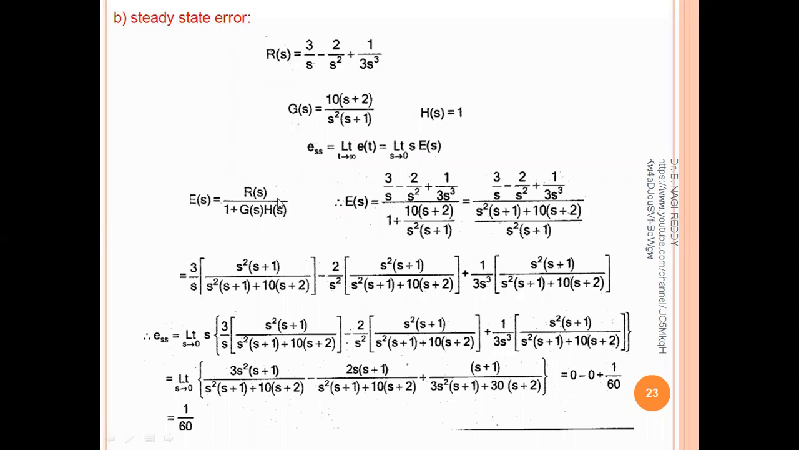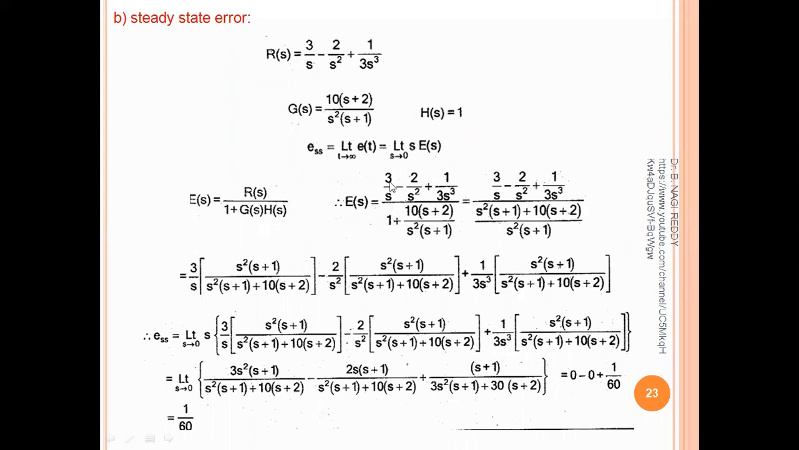We have already derived this in the theoretical concept, which is R of S by 1 plus G of S into H of S, where R of S is the input, G of S is the open loop transfer function, H of S is the feedback signal. So we know R of S as this, we know G of S as this, and we know H of S as 1 because this is a unity feedback system. Now substitute all these three in this formula.